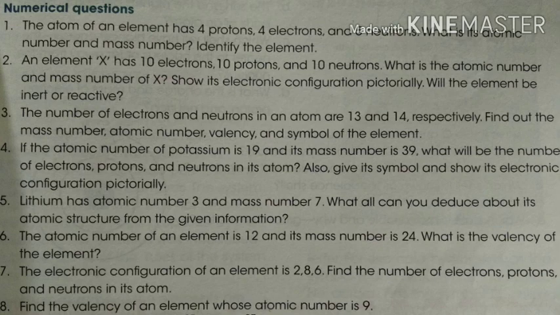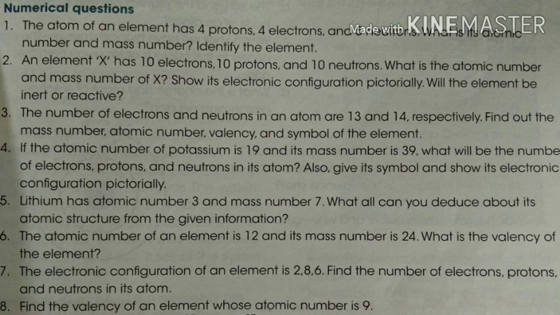Let's do question number 8. Find the valency of an element whose atomic number is 9. So here the atomic number is given as 9. From this you have to find out the electronic configuration. The electronic configuration is 2, 7. Then what will be its valency? Now I told you if an element has 1, 2, 3 electrons in its valence shell, the valency will be equal to 1, 2 or 3.